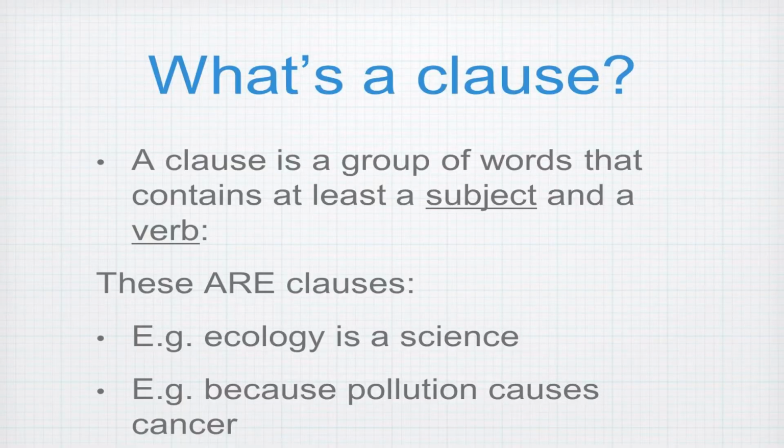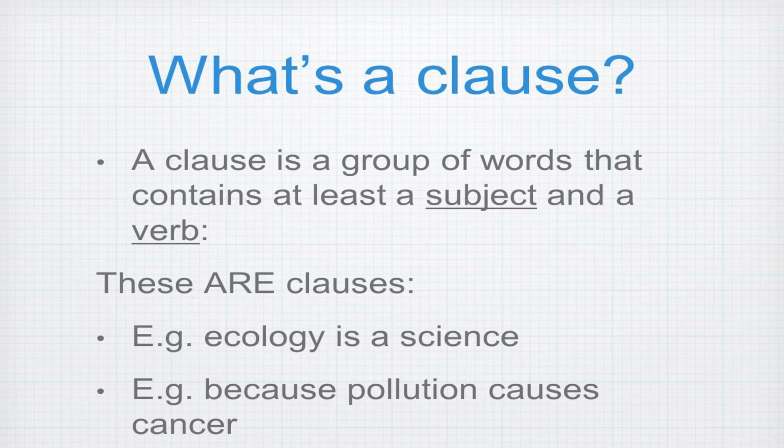Let us begin with what a clause is. A clause is a group of words that contains at least a subject and a verb. So children, so far we have learned what sentences are, what phrases are, and now what clauses are. Do not get confused between these three. Sentences are a group of words which make complete sense. A sentence begins with a capital letter and ends with either a full stop, a question mark, or an exclamation mark.